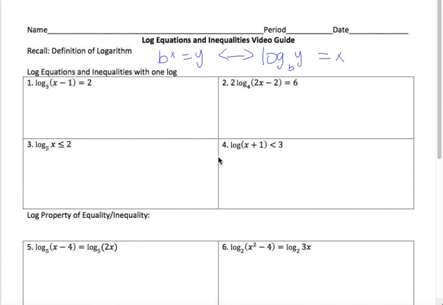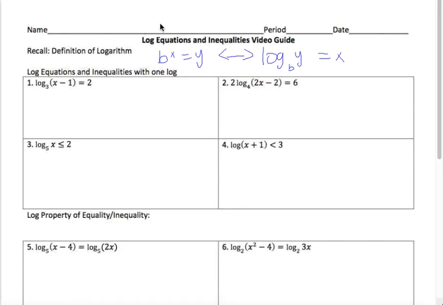These video notes cover basic log equations and inequalities. The first thing to do is remember the definition of a log. If b to the power of x is equal to y, then that means the log base b of y is equal to x.